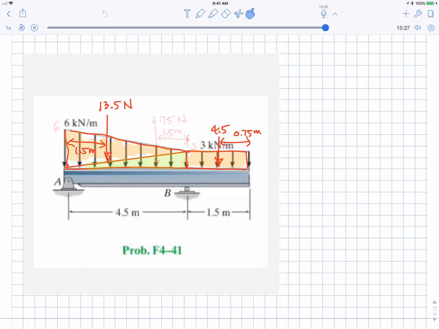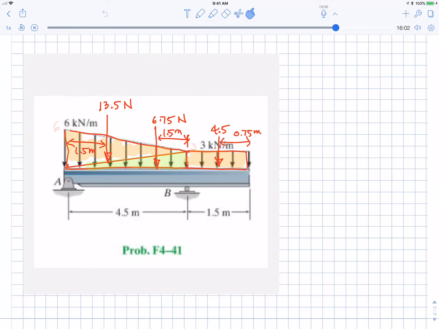The green triangle is also 1/2 base times height. Its height is 3, the other height of the other side of the trapezoid. So 3 times 4.5 divided by 2. Let me do this on my calculator. 3 times 4.5 divided by 2, 6.75 newtons. And it is at 1/3 of the way from here. And so that's 1.5 meters.